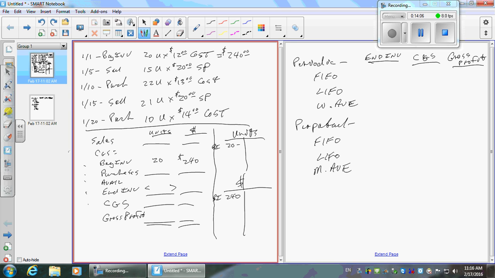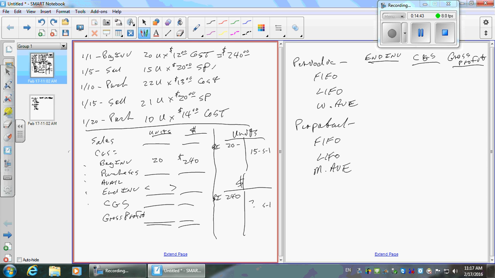All right. Then what happens? What's the very first thing that happens? We'll keep them in order for perpetual. You sell 15 units. What did they cost? They did not cost 20. That's the sales price. So what did they cost? I don't know. That's what I'm going to calculate. It's different for every inventory method. So the cost of goods sold for sale 1, I don't know what it is. That's the whole point of what we're doing here. So we've got to figure that out.